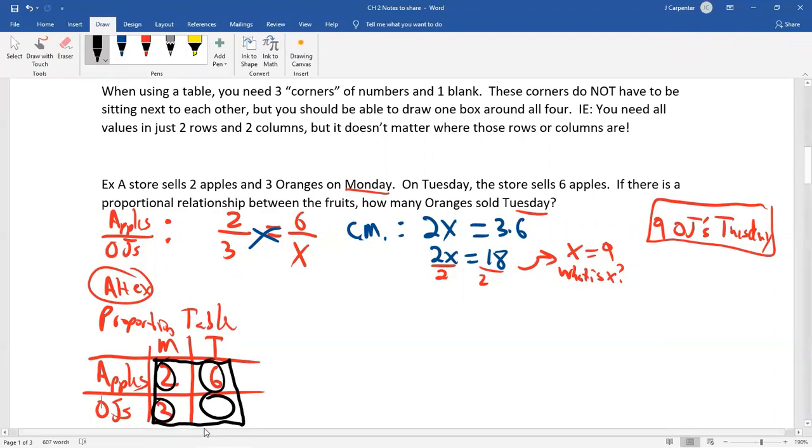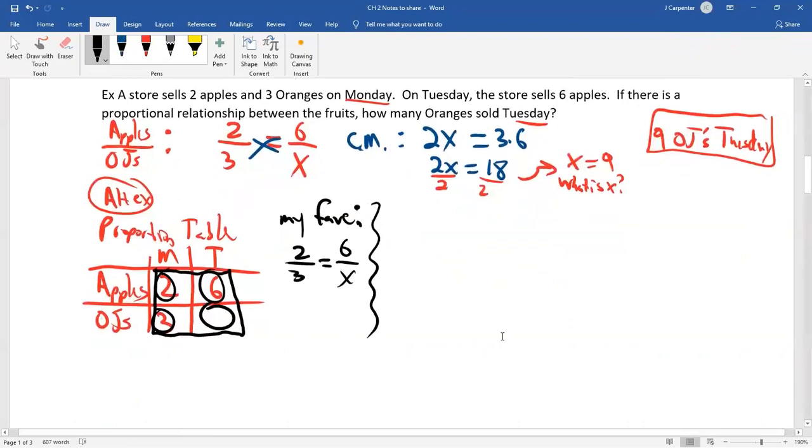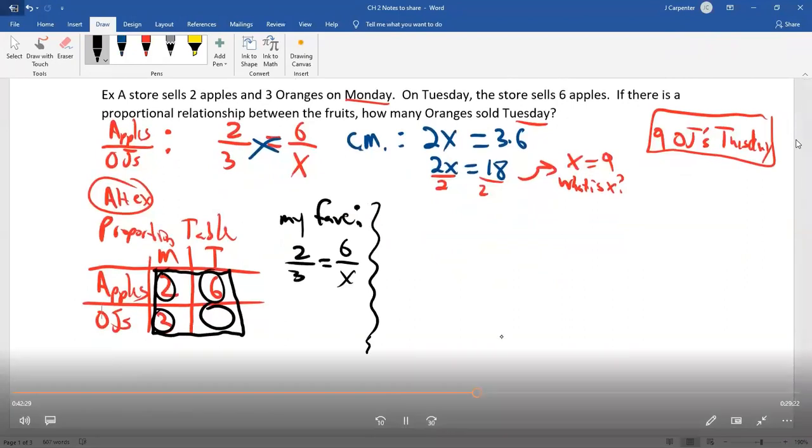So I'm going to show this a couple different ways. The first one I'll show is my favorite way. My favorite way would be to just set these numbers up as a fraction equal to a fraction exactly as they look. 2 over 3 equals 6 over x. Top left over bottom left equals top right over bottom right. This is the easiest way, in my opinion. I find it easy because the numbers are laid out in the proportion exactly as they are in the table in terms of their corners and positioning.